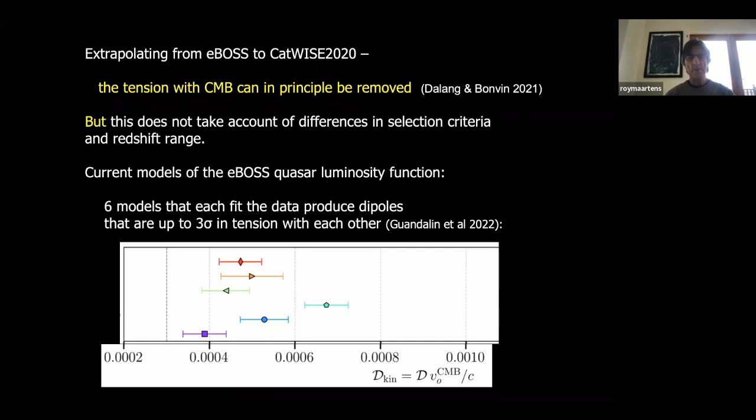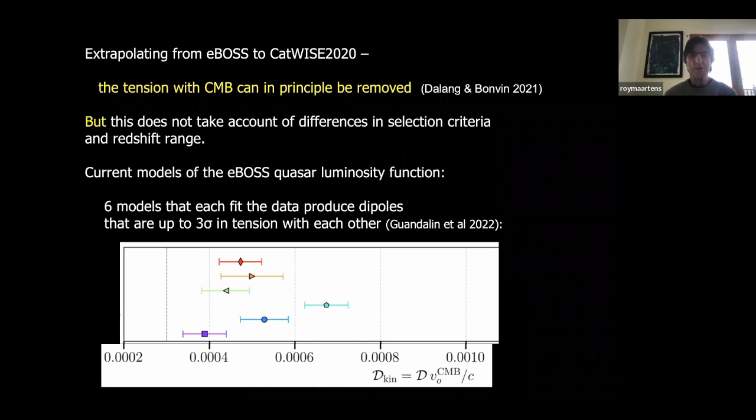And you can see each of these models agrees with the data within current errors, and yet they can produce a velocity which is in tension up to a level of 3 sigma. So this simply illustrates that it is possible that the tension can be removed by a correction to the Ellis-Baldwin formula. We're not saying that the tension has been removed. It remains to actually pursue what we're advocating, which is to extract the information from the luminosity function. And that is not an easy thing to do.